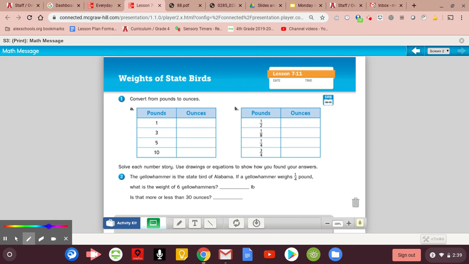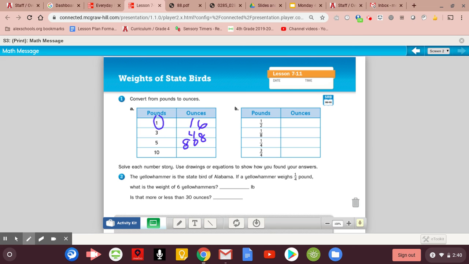So I'm going to tell you that 1 pound is 16 ounces. Once you have that information, you should be able to fill in the rest of these charts based off of that information. So if 1 pound is 16 ounces, I need to know how many ounces are in 3 pounds. So I'm going to take 16 times 3 and I get 48. And then I need to figure out how many ounces are in 5 pounds. So I'm going to take 16 times 5, and then I get 80.